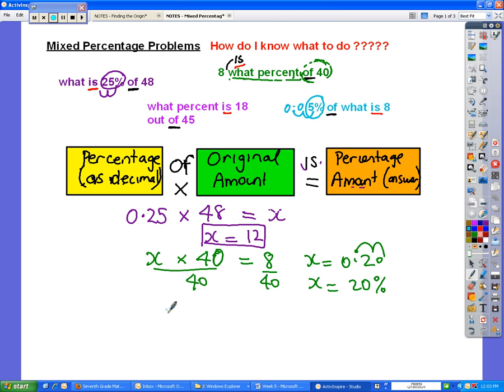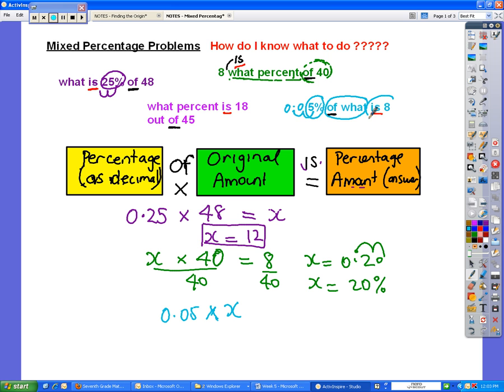0.05. So I'm going to put my percentage in, 0.05 times. Let's see if we've got anything there. Of what? Oh, there's our "of." Of what? Well, we don't know what the "of" thing is. So our unknown here, this original amount, we don't know. We're trying to find what that thing is.